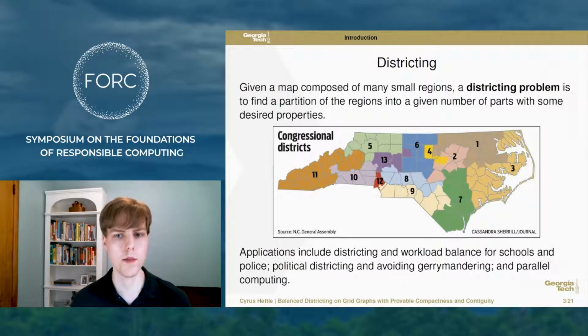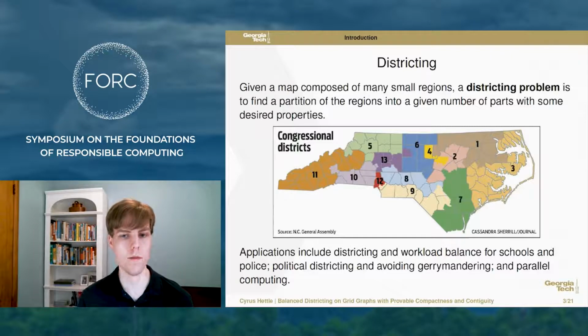So districting problems are among the oldest and most well-studied in both theoretical computer science and operations research. At its simplest level, we're given a map composed of many small regions, and we want to partition these regions into a given number of parts with some additional desired properties. There are many applications, civic applications in district and workload balance for schools and police, among other things, political districting and studying gerrymandering, and even in parallel computing.